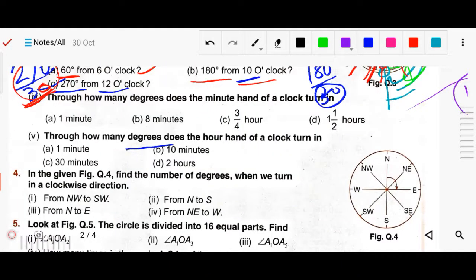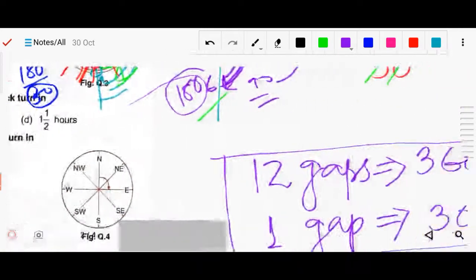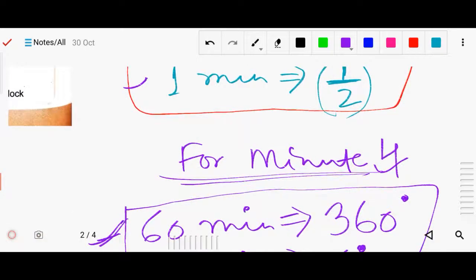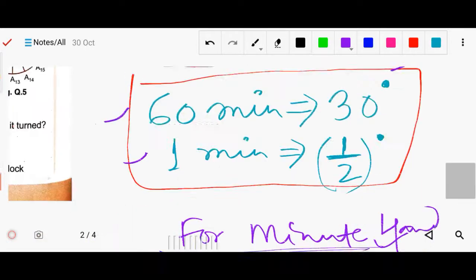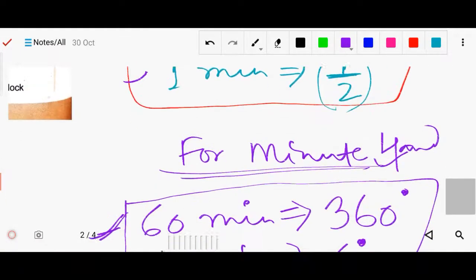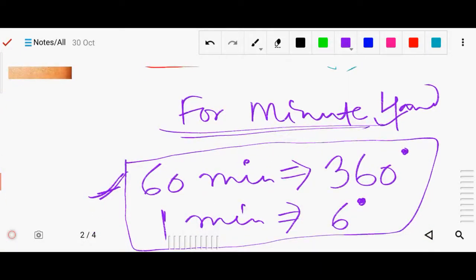Now question number 4. Through how many degrees does the minute hand of a clock turn? It is asking about the minute hand. I just told you: this is for the minute hand and this is for the hour hand. So for the minute hand, 60 minutes is 360 degrees, so in 1 minute, 6 degrees. I will use this formula only.